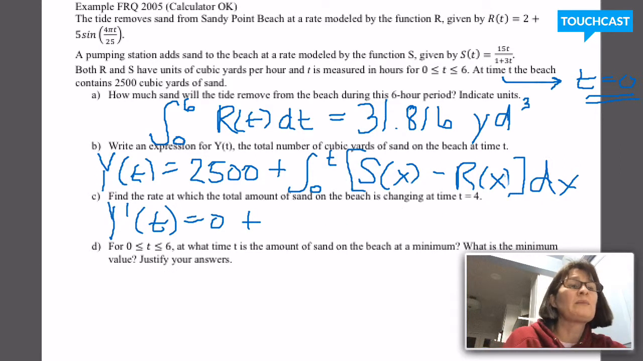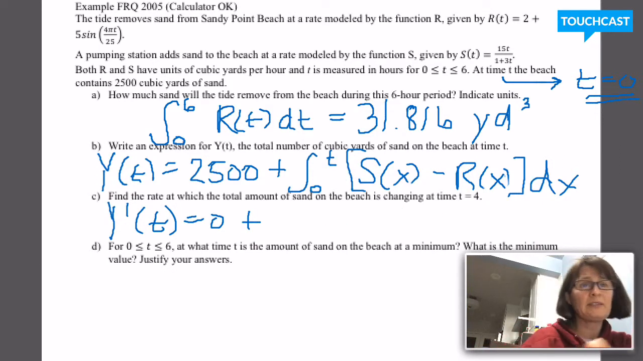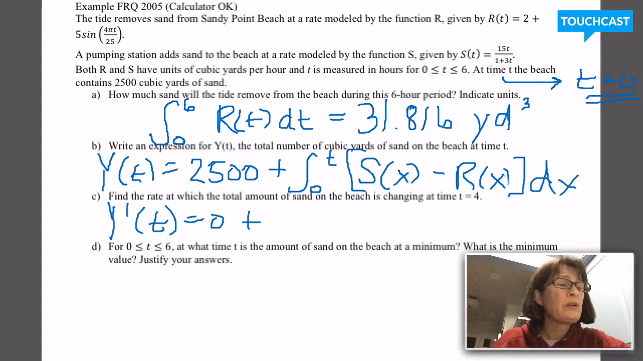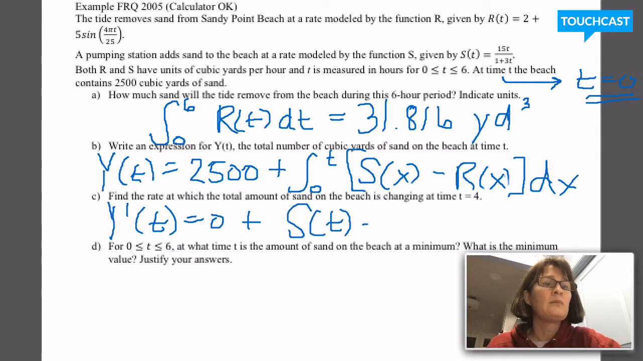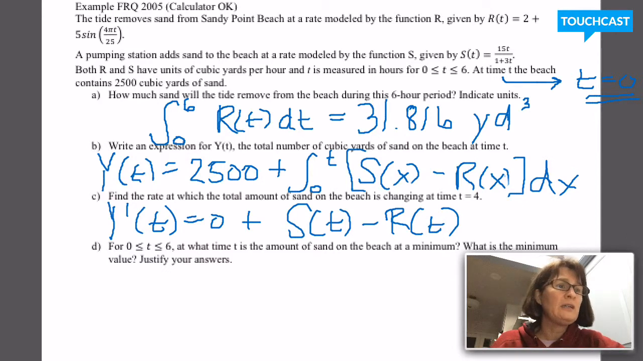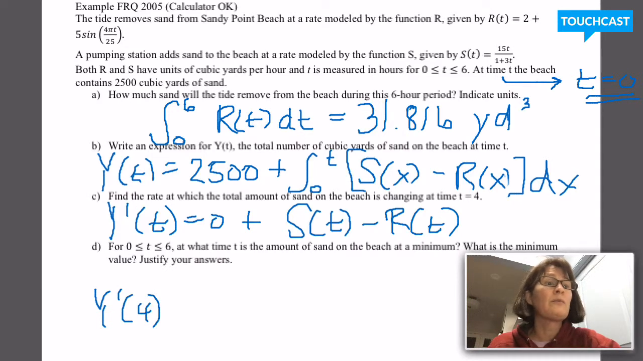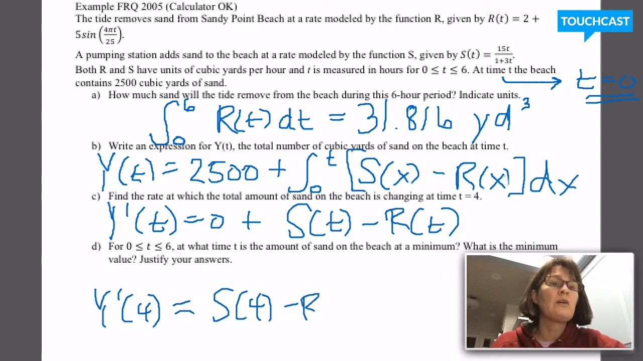So y prime of t. I'm going to take the derivative of 2500 with respect to t, which is 0. And then I'm going to take the derivative of this integral with respect to t. Well, it's an integral from 0 to t, so when I take the derivative with respect to t, I'm just going to have s of t minus r of t. So if y prime of t is s of t minus r of t, then y prime of 4, the rate at which the amount of sand is changing at time t equals 4 hours, is going to equal s of 4 minus r of 4.